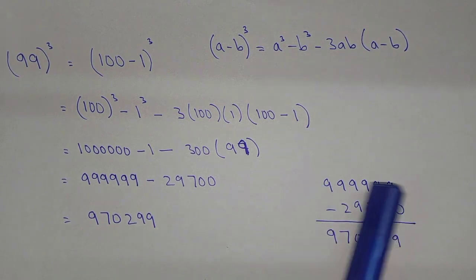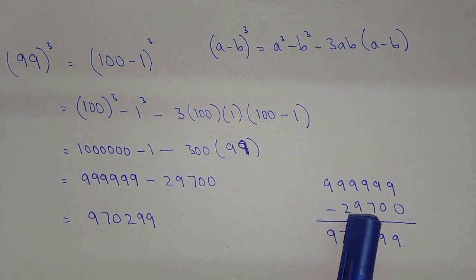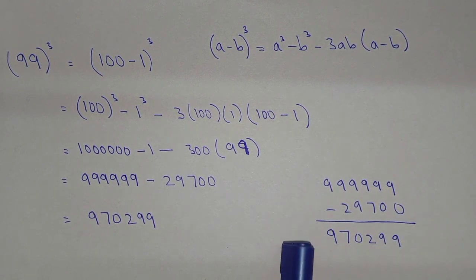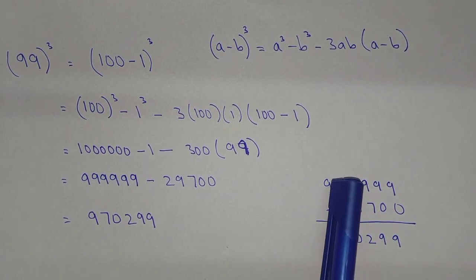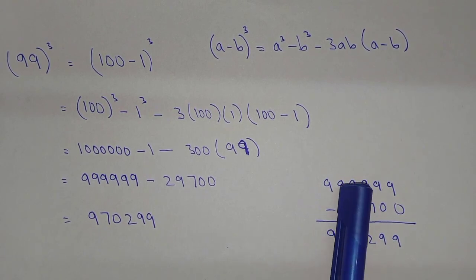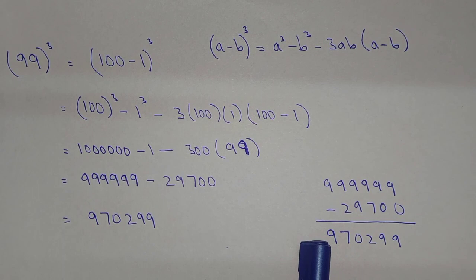Now you are going to do the manual calculation. So write this number and minus 29,700. So 9, this will be the same. 9 minus 2 is 7. 9 minus 9 is 0. 9 minus 7 is again 2. And 9 same, 9 same. So 970,299. So this is the final answer.